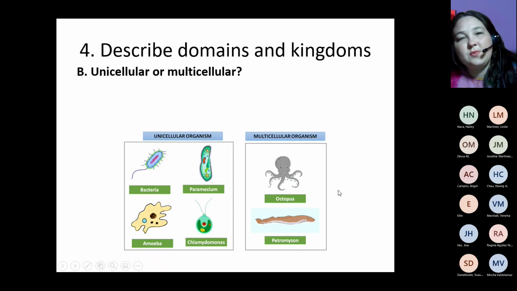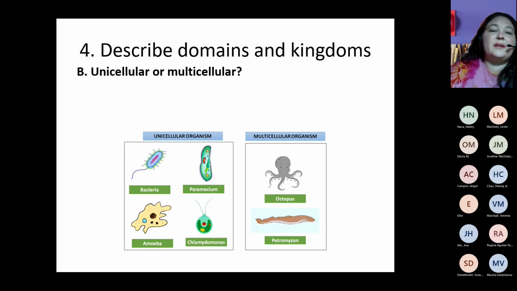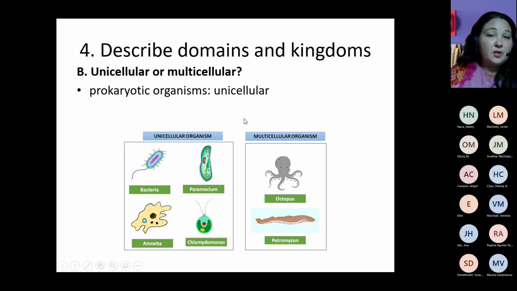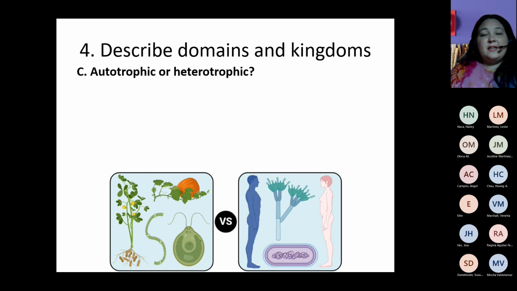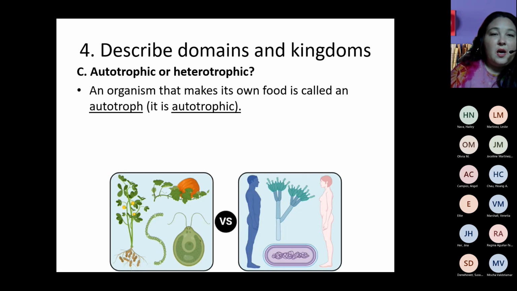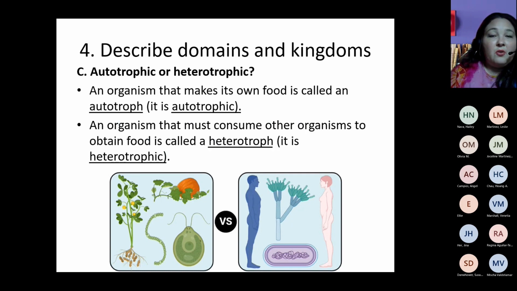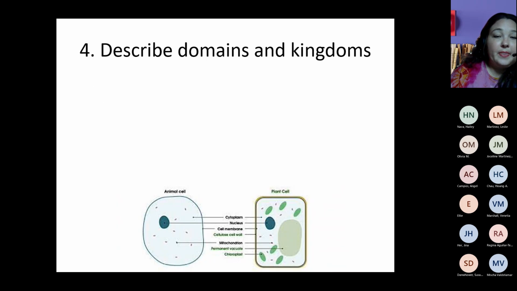The second thing we have to consider is whether the organism is unicellular or multicellular. All prokaryotic organisms are unicellular. Eukaryotic organisms can be either unicellular or multicellular. Next, we have to ask if it's autotrophic or heterotrophic. An organism that makes its own food is called an autotroph, or we say it is autotrophic. Organisms that do photosynthesis are autotrophs. And organisms that do not do photosynthesis have to consume autotrophs or consume something that has consumed an autotroph. These organisms are called heterotrophs. We say they are heterotrophic.